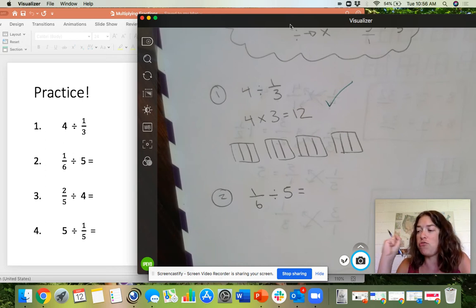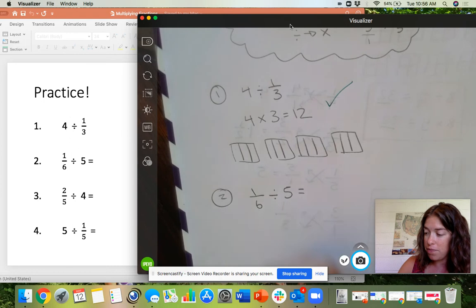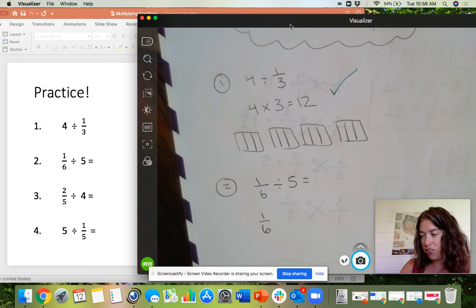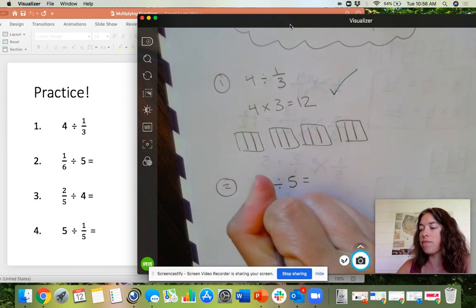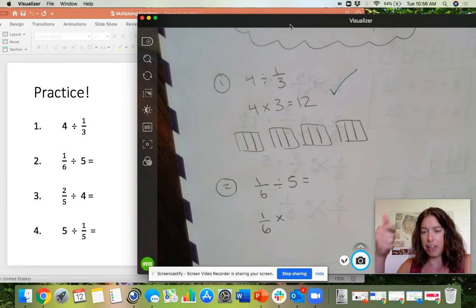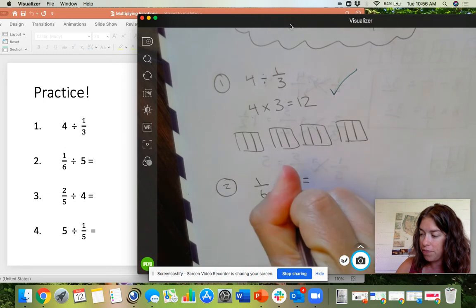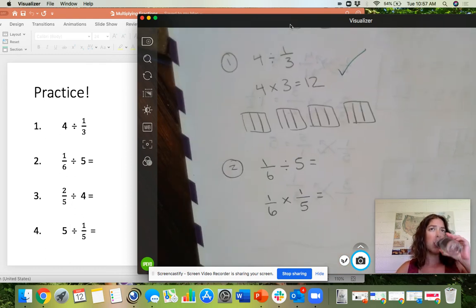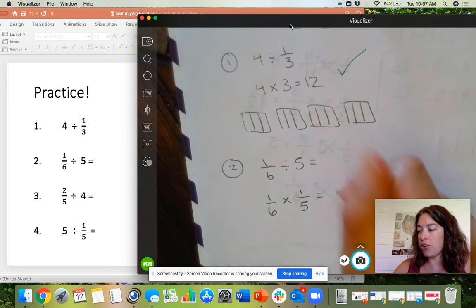If I want to use my keep, change, flip, I need to keep my whole number, keep my first number. I know I always start with keep, so I'm going to keep my first number. Don't even think about turning that into its inverse. Keep, change. Go ahead and change your symbol. And now we can flip. We only flip that second number. So keep, change, flip. Go ahead and flip your 5. And now I know how to multiply. Go ahead and solve. And of course, we got to an answer of 1/30.